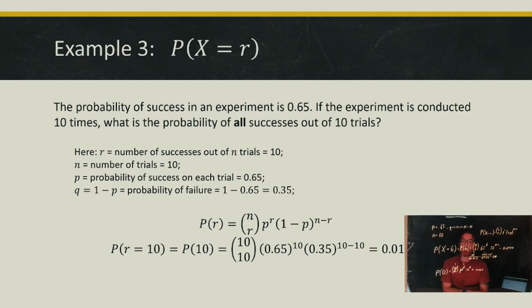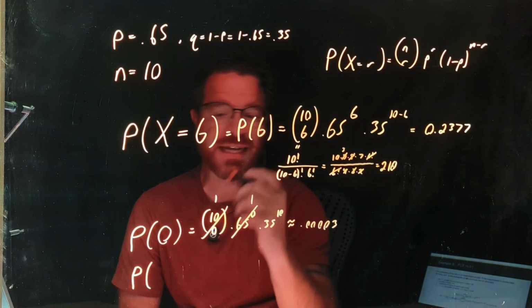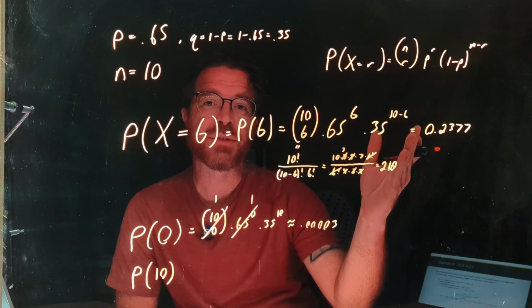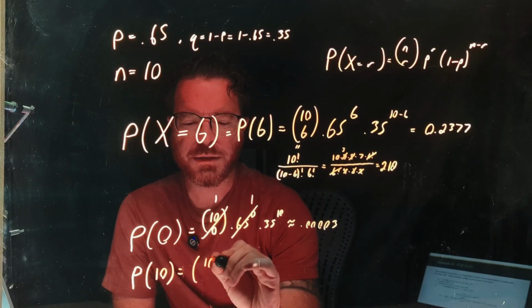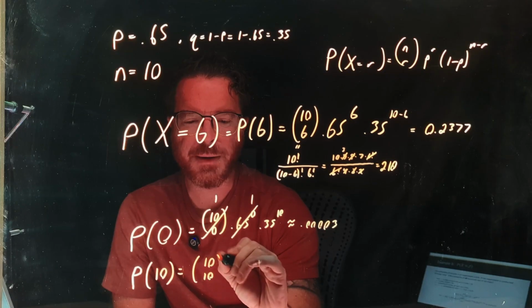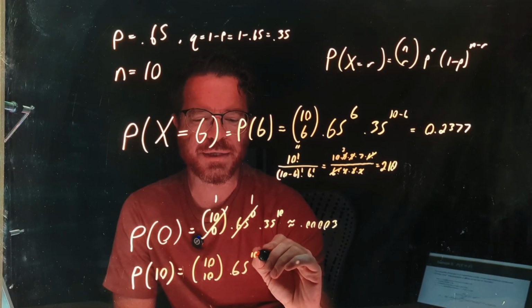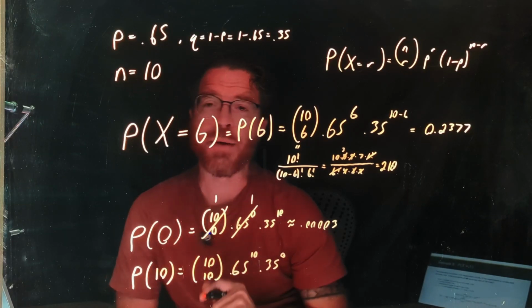What about if we wanted the probability of getting all successes? So same thing this time. In this case, if all of our outcomes are a success, that means if we did 10 trials, we have 10 successes. So writing this out using our binomial distribution formula, this is going to be 10 choose 10, 0.65 to the number of successes, so to the 10th power, 0.35 to the 0 power.